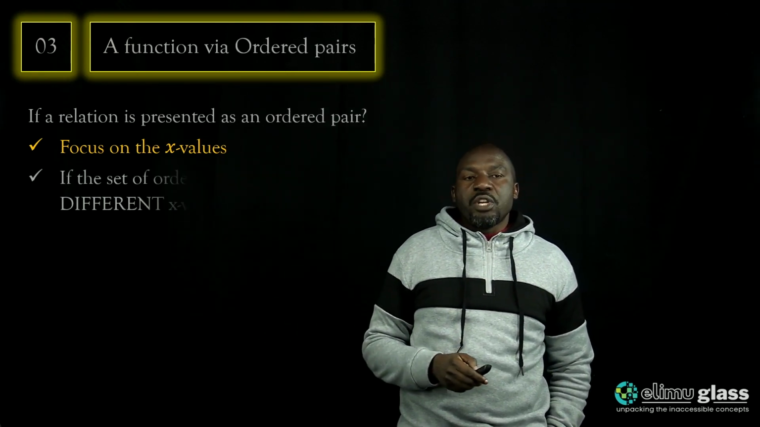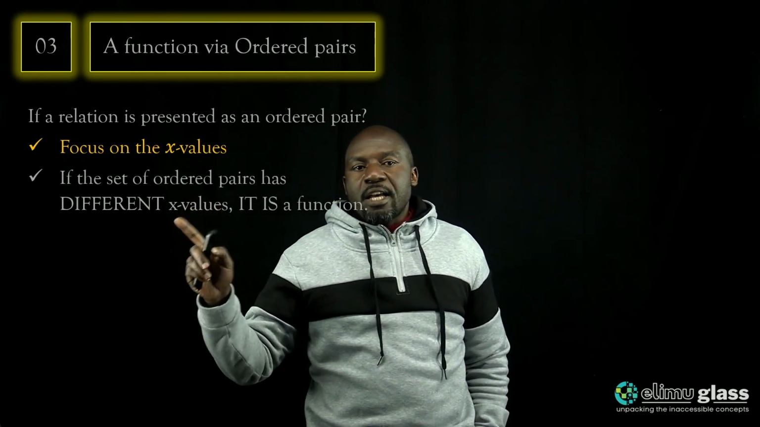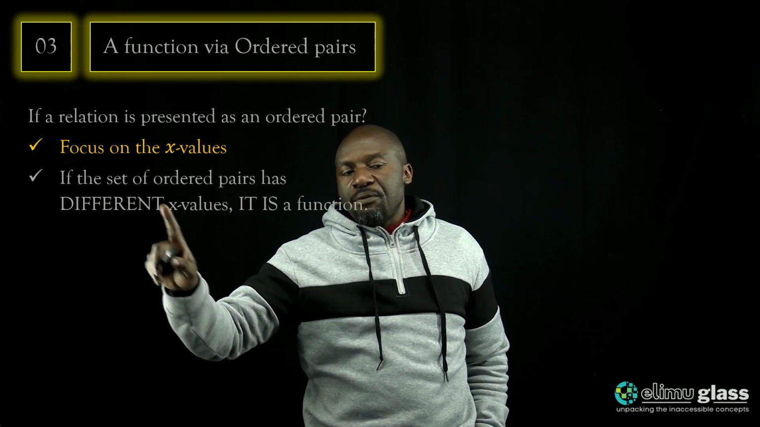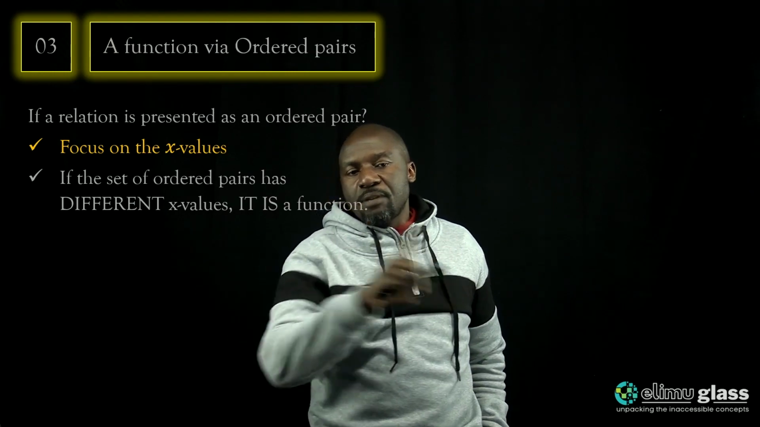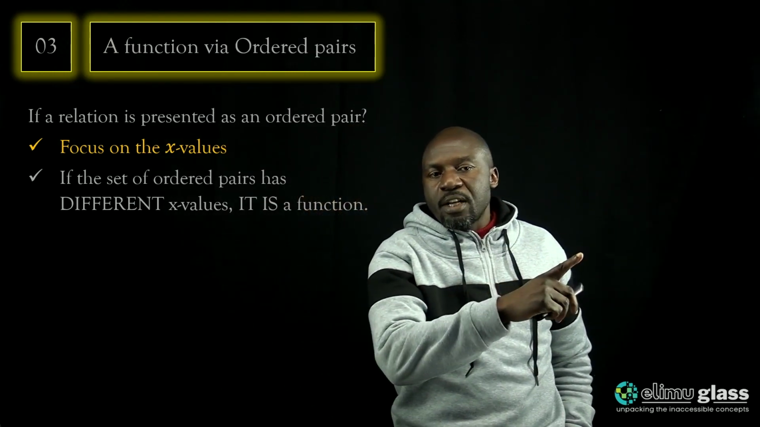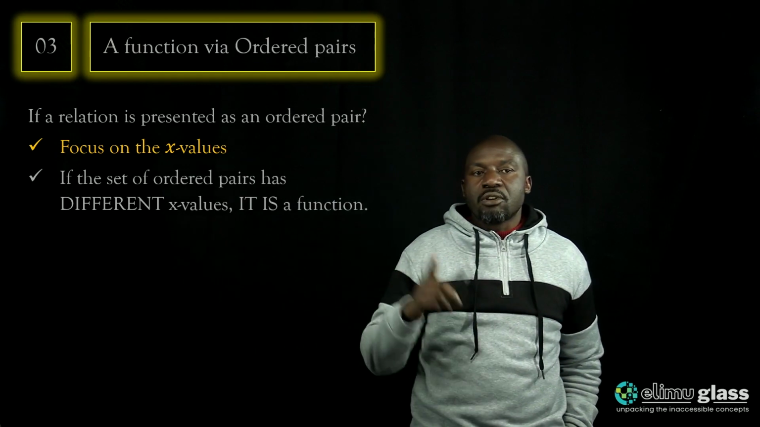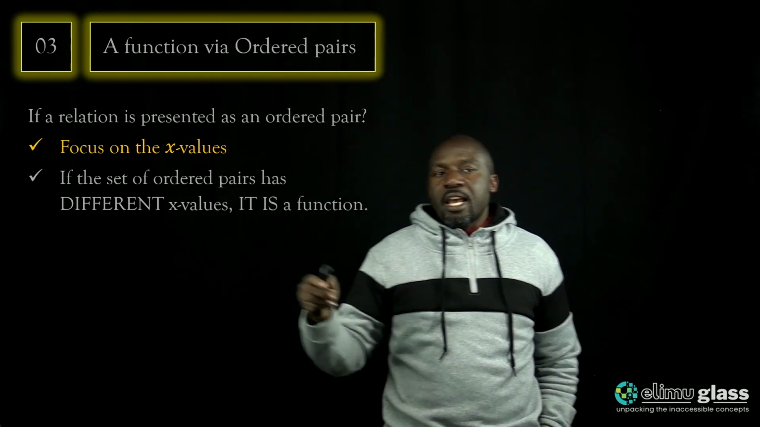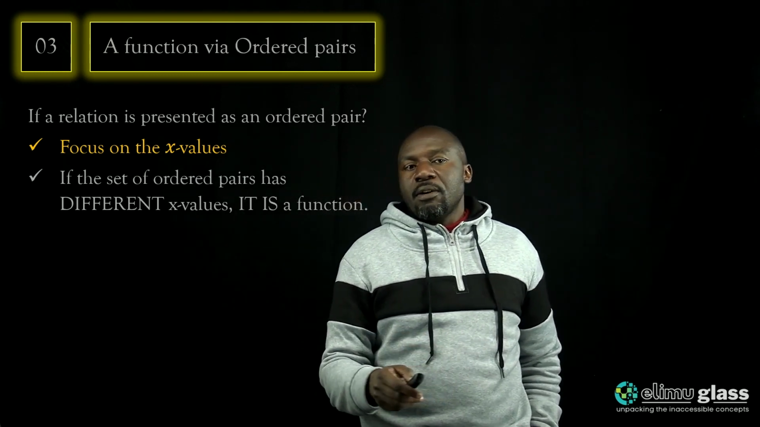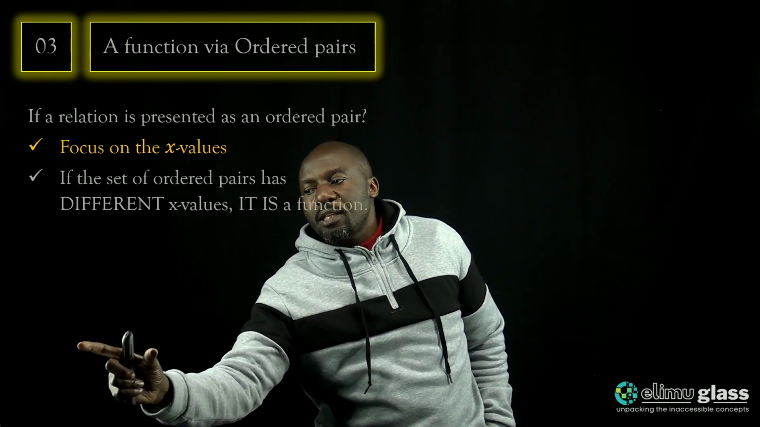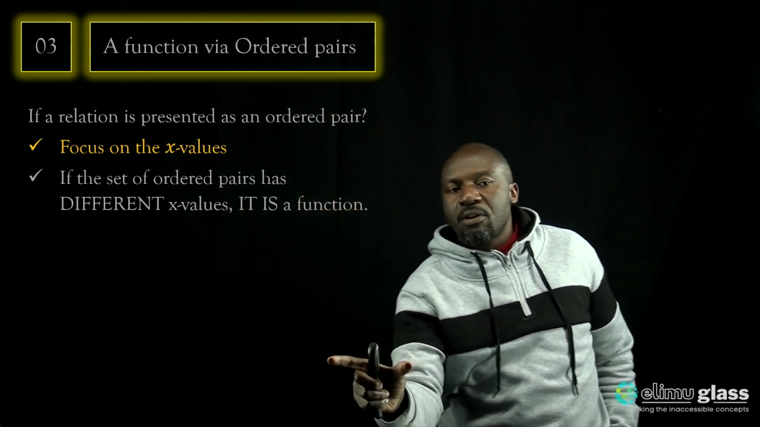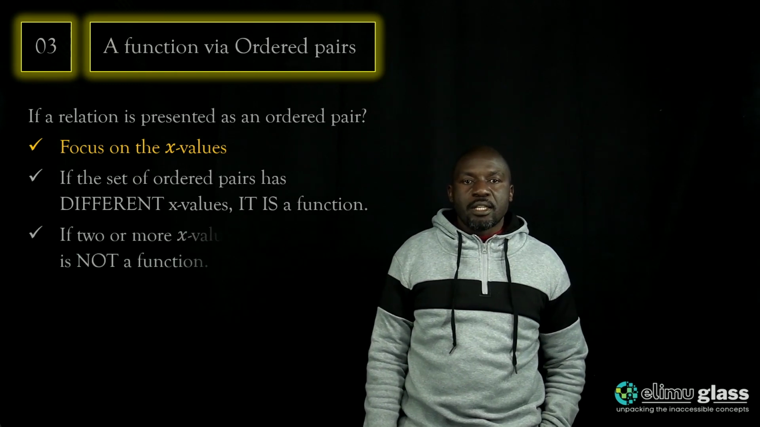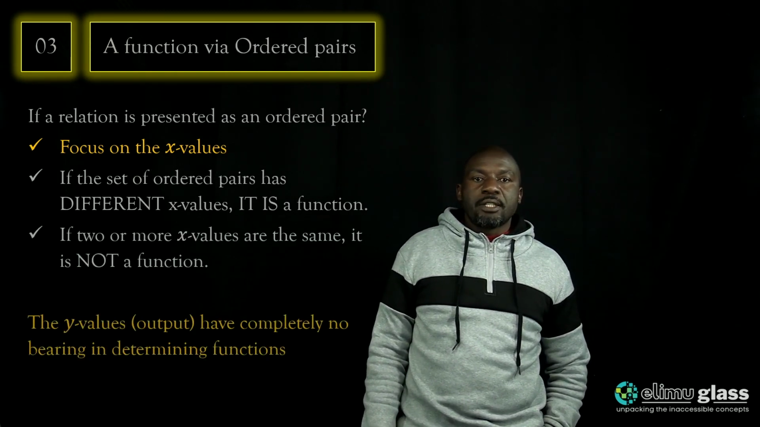And what do we say? If the x values of those ordered pairs, the x coordinates, are different, then it is a function. That set of ordered pairs qualifies as a function. If, however, an x value is repeated, so one ordered pair has the same x value as another ordered pair, then it is not a function. We are going to look at an example right now. So let's see.